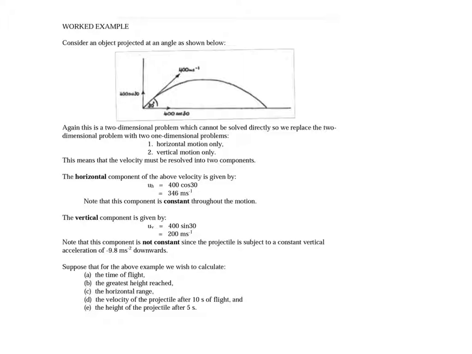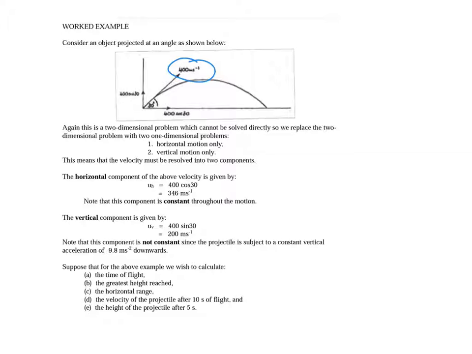So consider a standard worked example for something projected at an angle. Now in this example, it starts with a preamble about finding the horizontal and vertical components. Usually that will be part A of the actual question. So remember, this 400 meters per second is at an angle, so it can't go under the horizontal or the vertical heading. The first thing you've got to do is find the two components.